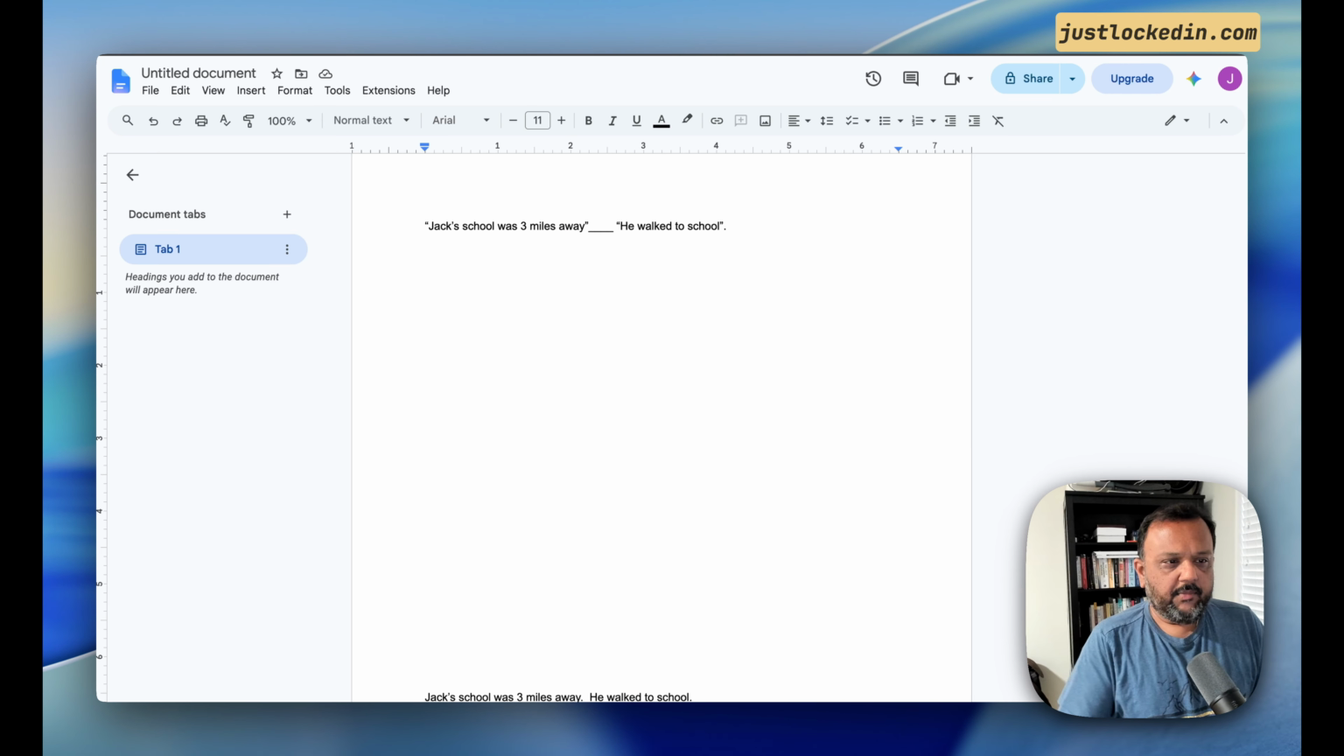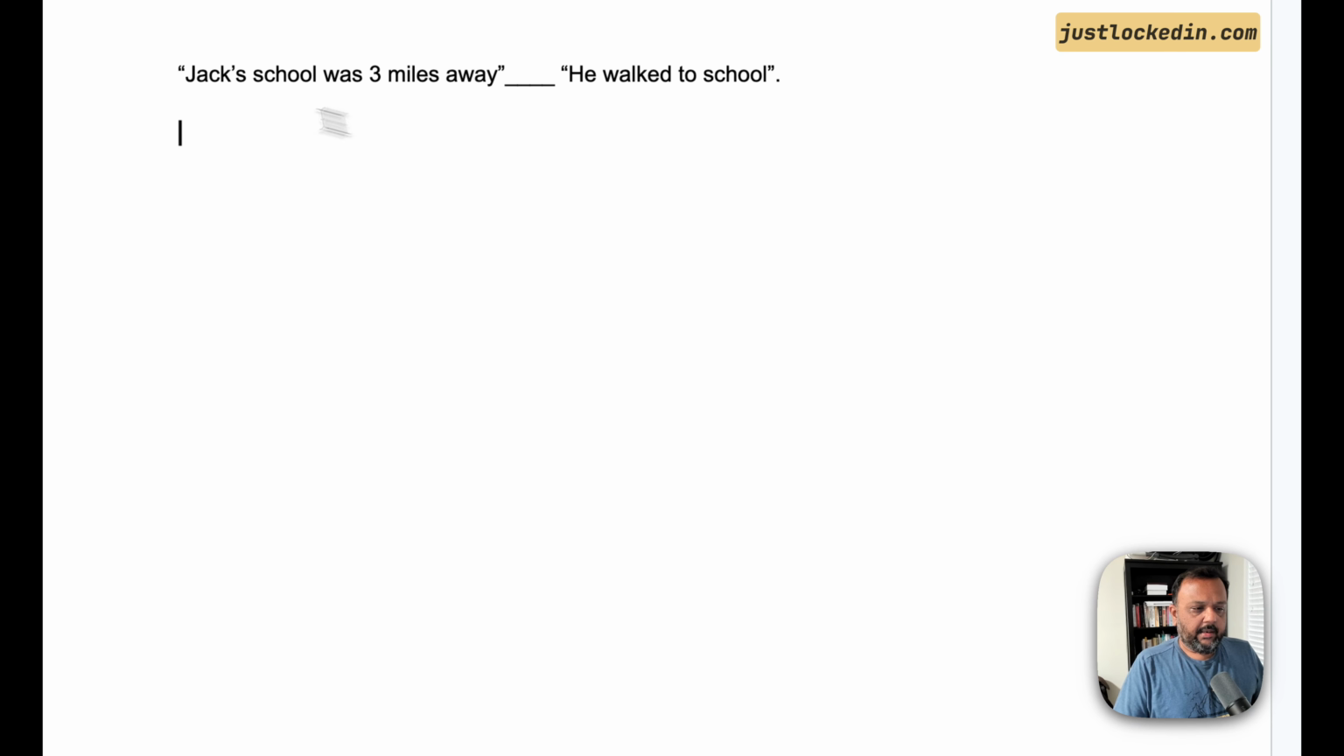Okay. So let's take everything that we've learned, all the rules, and then let's apply to a real case, a very simple case. All right. So consider this. Jack's school was 3 miles away. He walked to school. All right. So two independent clauses. Jack's school was 3 miles away. That's an independent clause. You can put a full stop after away and you can walk away. All right. And it's going to be a full sentence. Similarly, he walked to school, full stop. All right. And that would be a complete sentence as well.